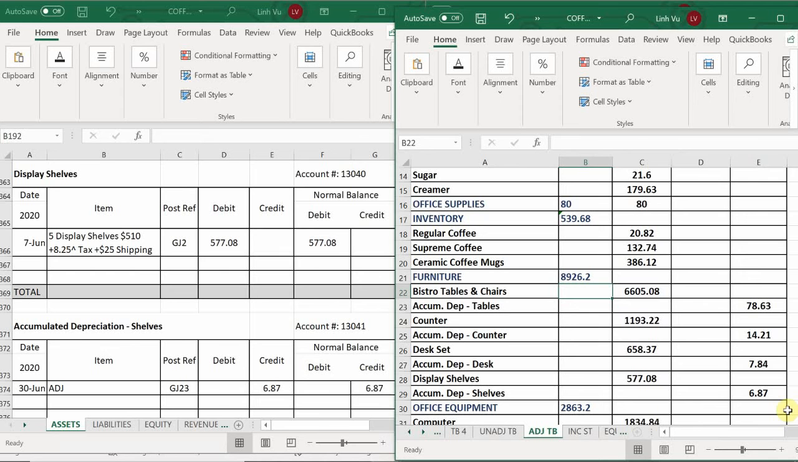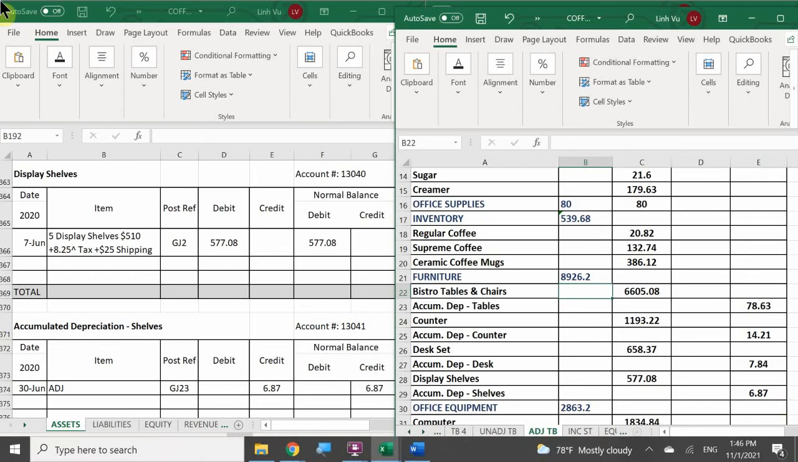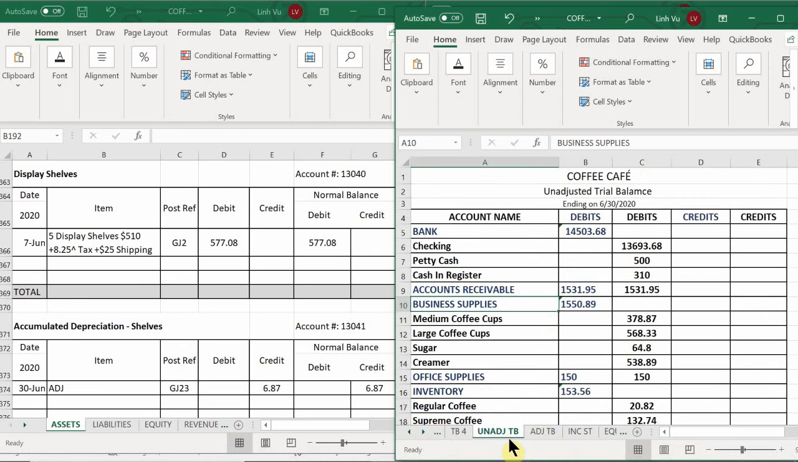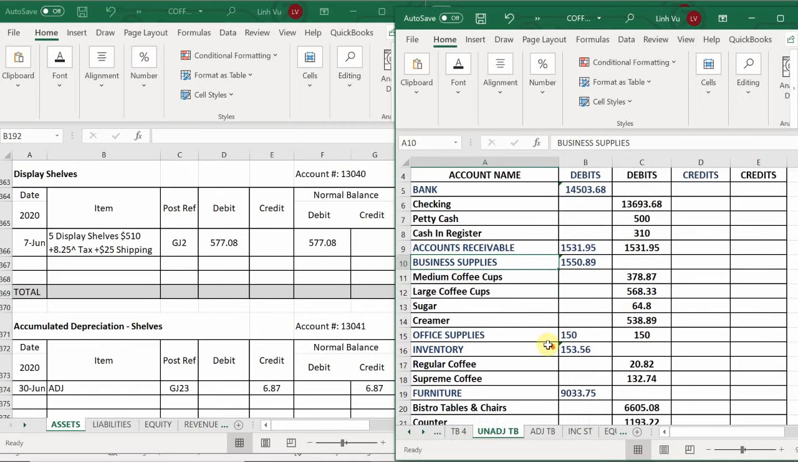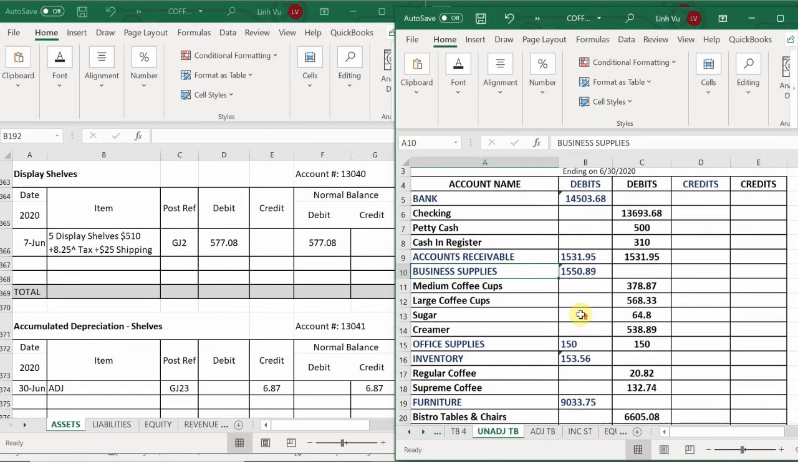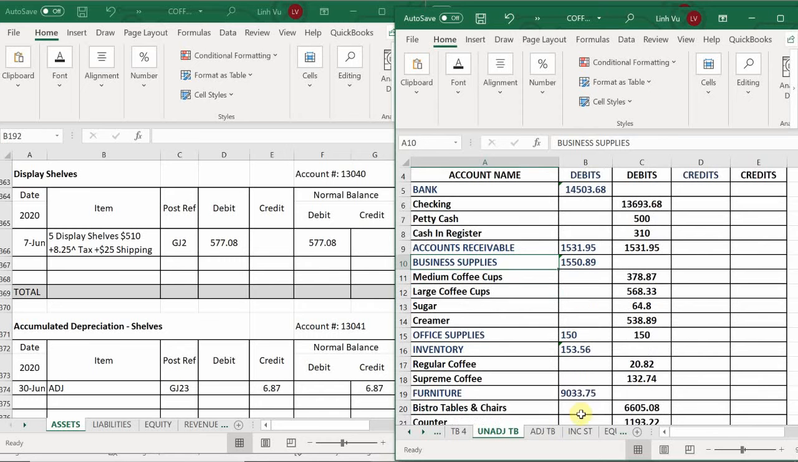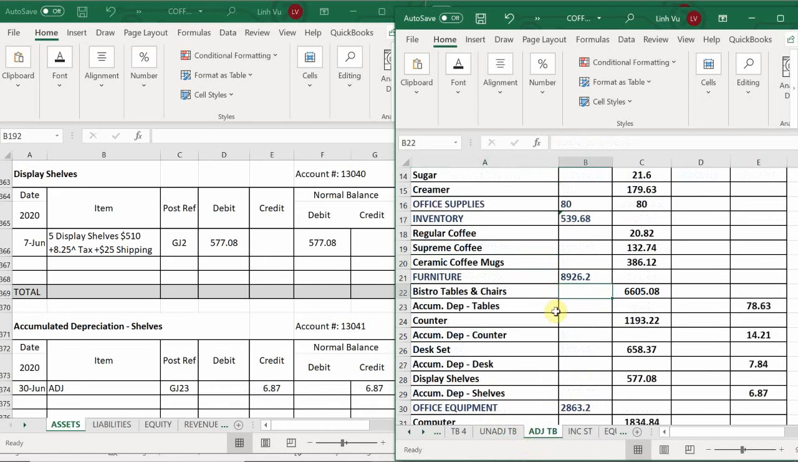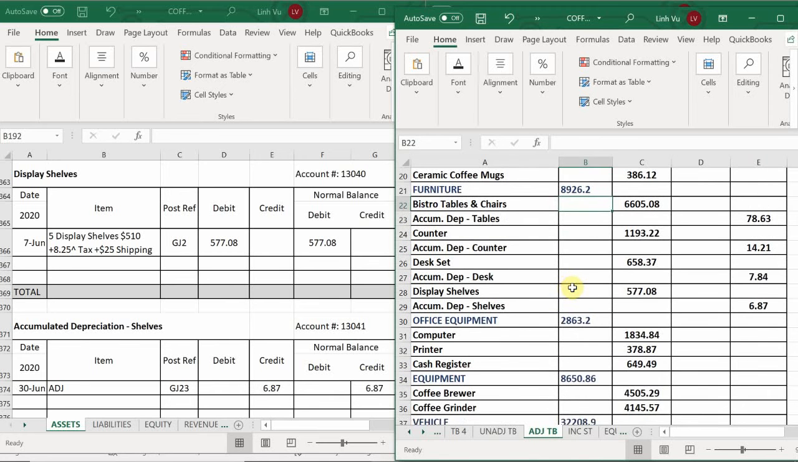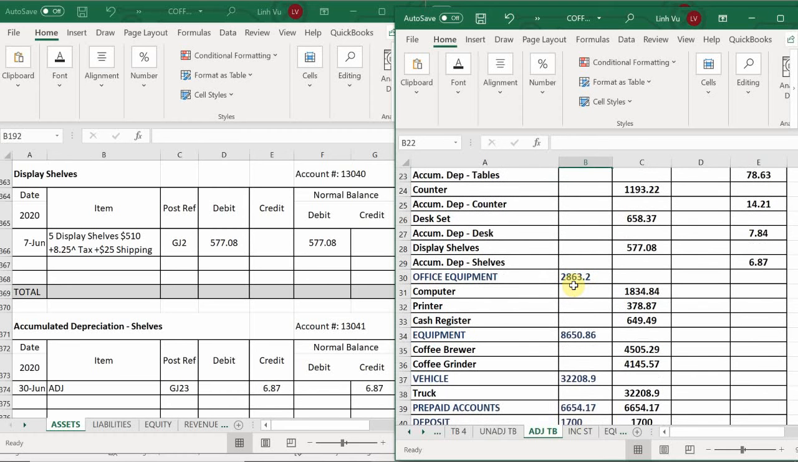So now I have a total of $8,926.20, as opposed to earlier, when we looked at it before, it was 9,033.75. That was the total of my furniture. Now, with including my depreciation, it's down to $8,926.20. So that means you're going to do this for every single one that has depreciation, or every fixed asset.